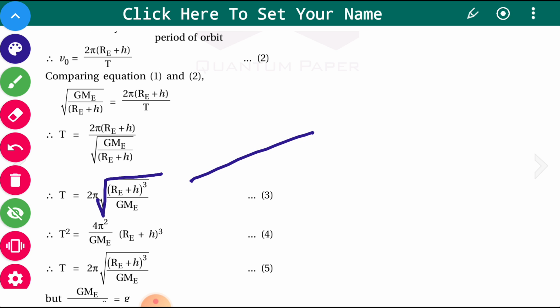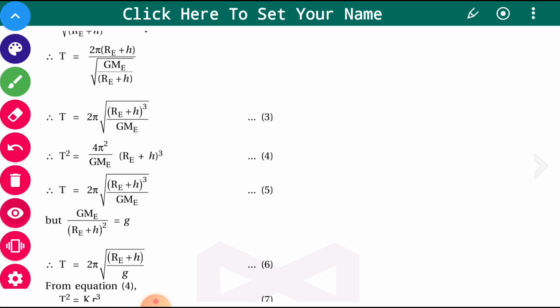Now squaring this, you remove the square root. So T squared is equal to the square of 2 pi, which becomes 4 pi squared, and GMe comes out of the square root, and here it becomes (Re plus h) whole cube. So it can be written both ways, or if you take the square root of it, you will get the time period.